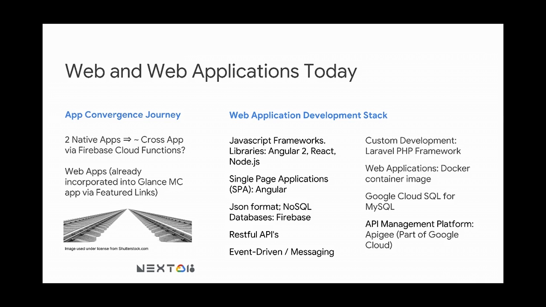A lot of this affected where we're going with web and web applications today. We see this as an app convergence journey, where we'd like to get these two native apps into one in some way. We're looking at maybe the Firebase Cloud Functions helping us do that. We've also started to develop a lot of web apps, and it's a lot quicker to develop that way, and we've been incorporating them into the app by just a set of links. Our web application development stack has changed quite a bit as a result of mostly how we were using Firebase, and it's a lot different today. We're using a lot of APIs, different kinds of libraries, and even being able to run on Node.js on the Google App Stack.